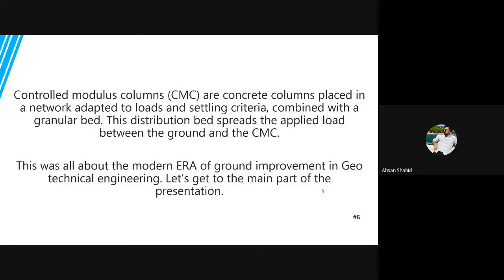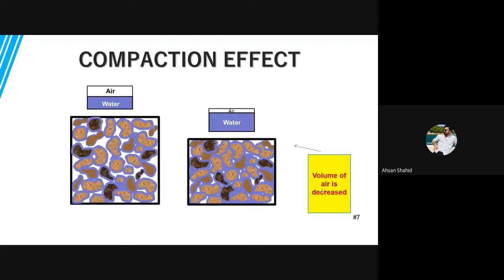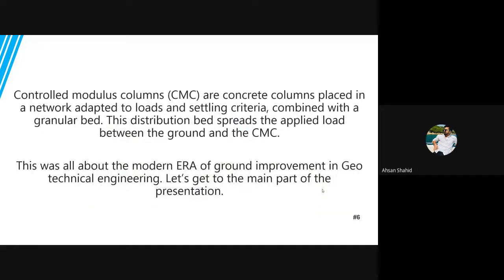Waqas, can you go to the next slide? Yes, sir. Okay, controlled modulus columns are concrete columns placed in a network adapted to loads and settlement criteria, combined with a granular bed. This distribution bed spreads the applied load between the ground and the CMC.